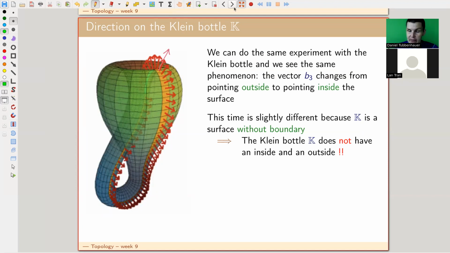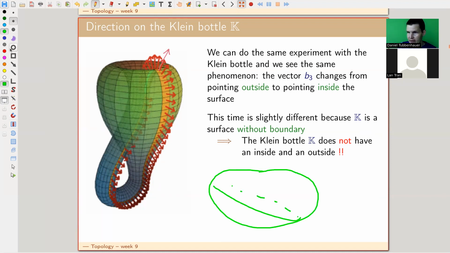We have seen that in several animations. Remember my little ant moving into the inside and then coming out again. So this surface has no inside or outside. And this is exactly the problem, because if you have something with an inside or outside, like the sphere, you can just say, okay, my direction here is point to the outside. And this will always work. So if you move around, it will always point to the outside and it will never twist itself. But here it does twist itself.